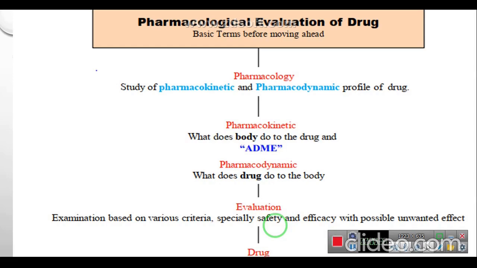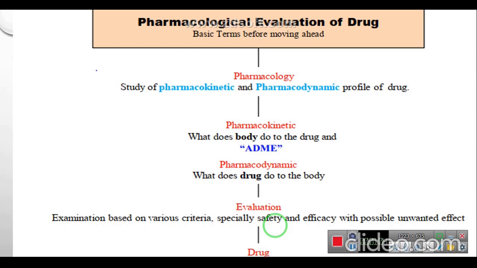As you know, the study of drugs is pharmacology, and there are sub-branches of this, which are pharmacokinetics and pharmacodynamics. Pharmacokinetics is what the body does to the drug, and it is the movement of the drug throughout your body. So when you ingest any tablet, where it goes and how it is absorbed, distributed, metabolized and eliminated from the body, this is all pharmacokinetics.